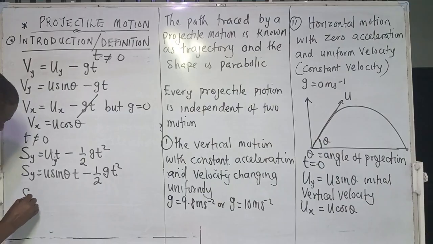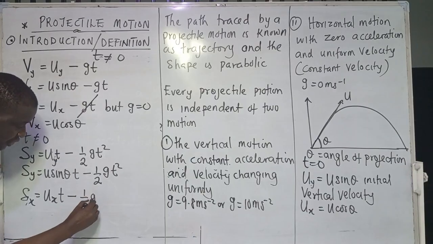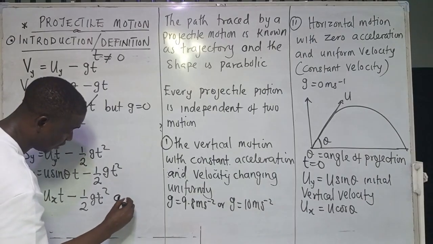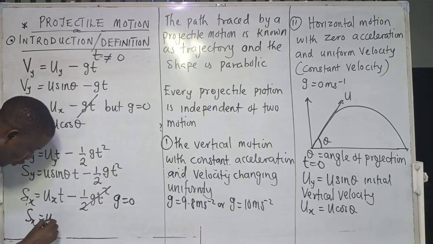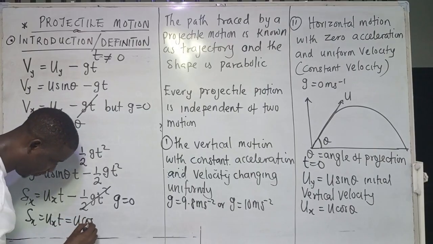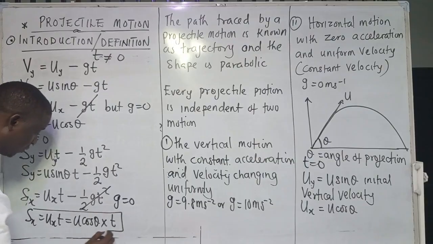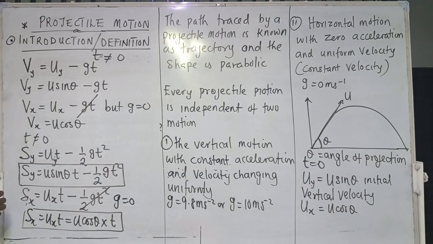Now, what about Sx? Sx is equal to Ux times t minus half gt squared. Now, don't forget that g is equal to 0, so this one will cancel. So what we have now is S equal to Ux times t. What is Ux? Ux is u cos theta times t. So please take note of that. This formula is also very important.